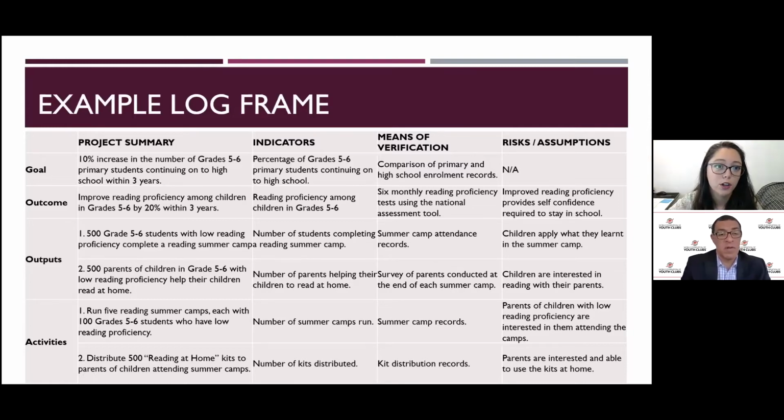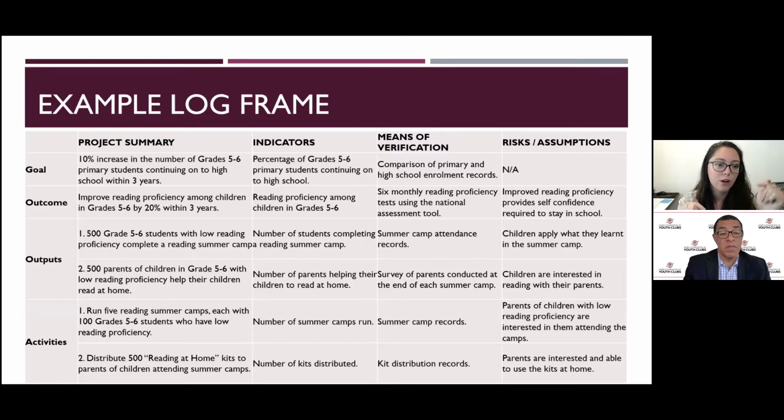So starting on the vertical axis, you have the goal. That's what you want to accomplish. The outcome, all of these are from a bottom up, or a top down perspective. So the goal is the big overarching umbrella. The outcome is the big puzzle piece that you need to fit your goal. The outputs are the results of your activities.